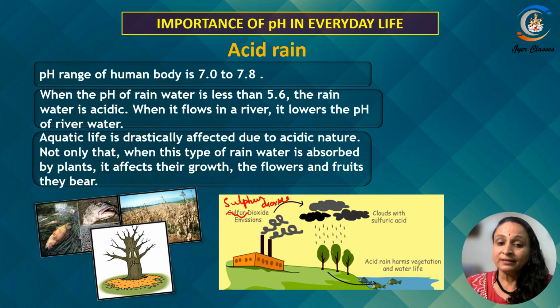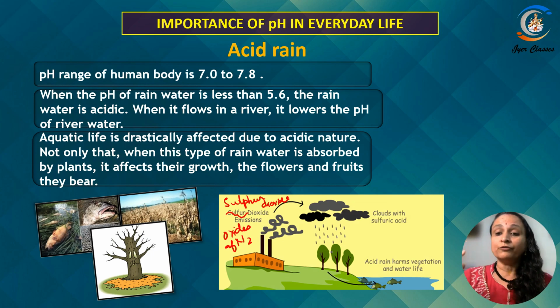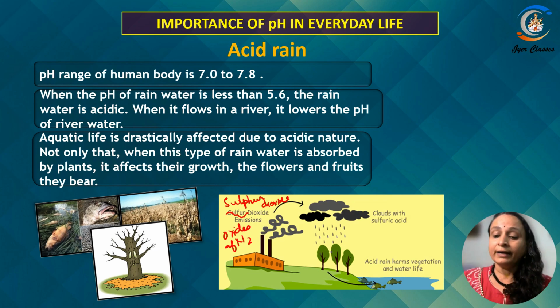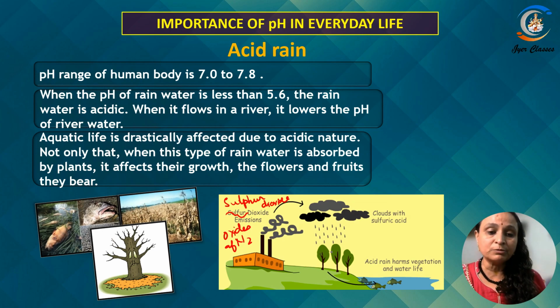The other culprit is the oxides of nitrogen, that is nitric oxide, nitrogen dioxide, all, right? When they get mixed up in the clouds, they also form acid rain. This acid rain will fall on the ground and on the river and cause all the problems you can see here and everywhere around, right? So this is the importance of pH in our daily life.